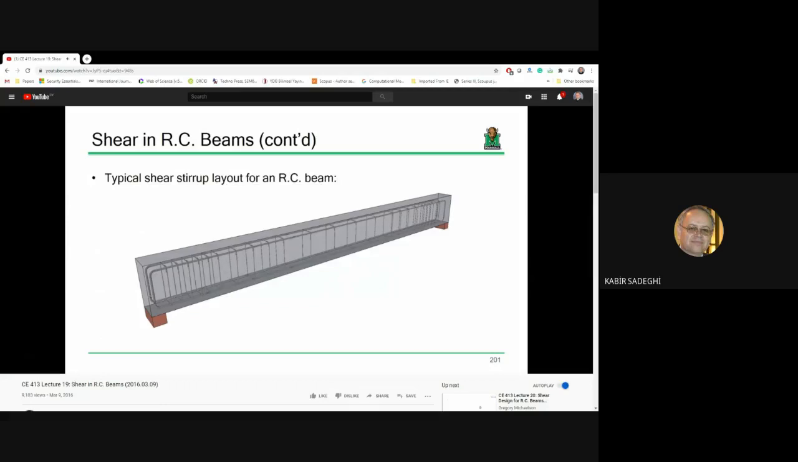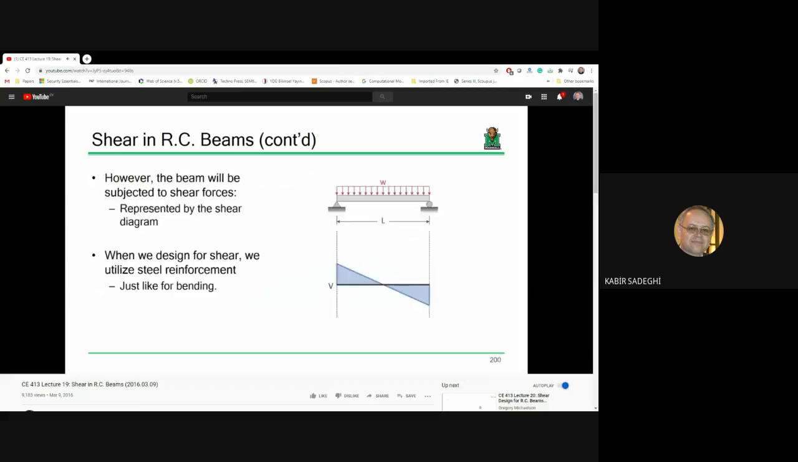Now, one thing that might be kind of subtle right off the bat until you notice it, notice how they're more bunched up near the supports than they are in the middle. Notice that? That's because shears are higher at the supports than they are in the middle. So it stands to reason you should have more of them at the supports than you do in the middle. And largely that'll be the case. Okay?